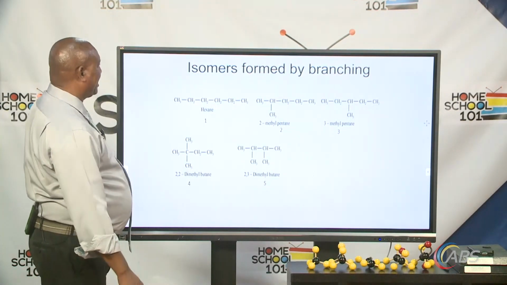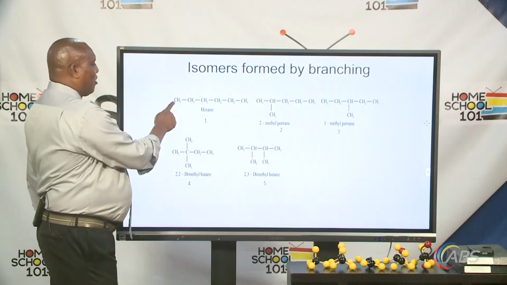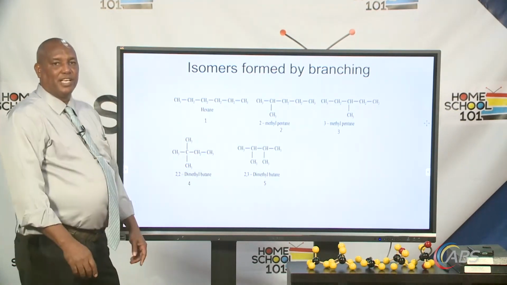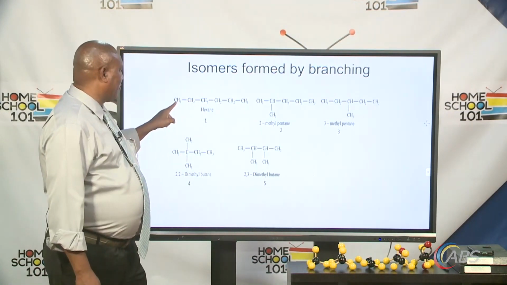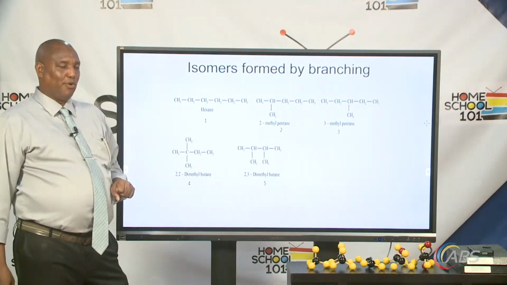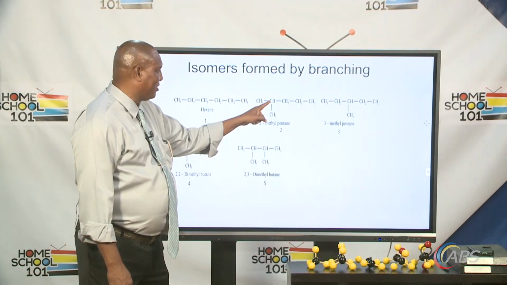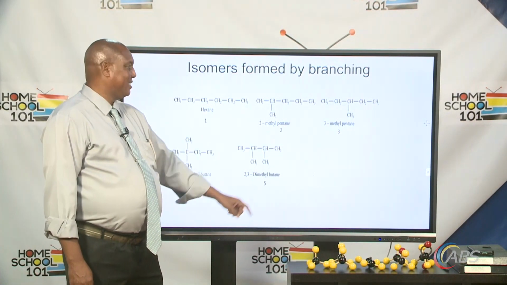And here we have a few more examples formed by branching. Hexane, 6 carbons. Let's count. 1, 2, 3, 4, 5, 6 carbons in the longest continuous chain. And we can remove this group, CH3, and attach it to carbon number 2. If we do so, it then becomes 2-methyl, because here's a methyl group attached to carbon number 2. If we count the longest continuous chain, we have 5 carbons. So that means it is pentane, single bonds.